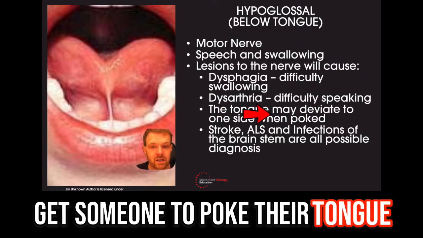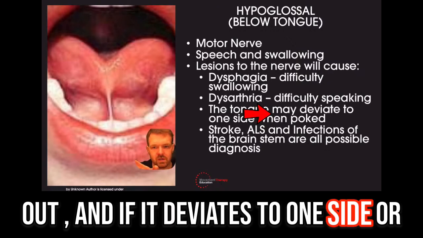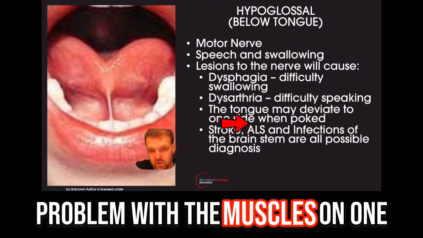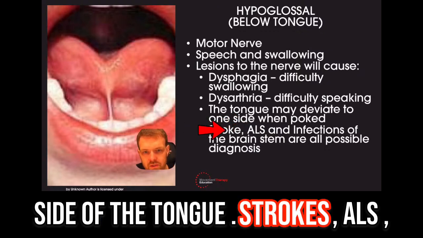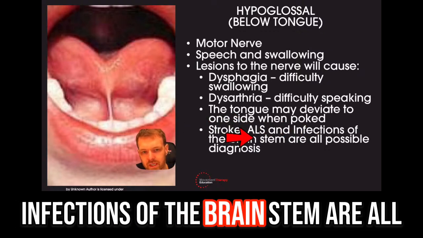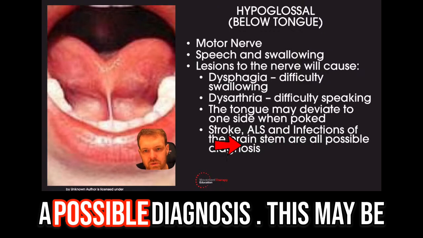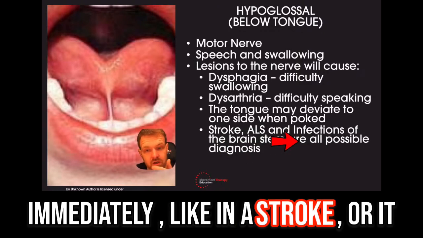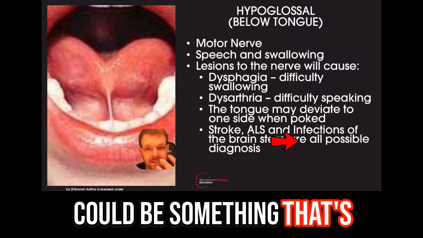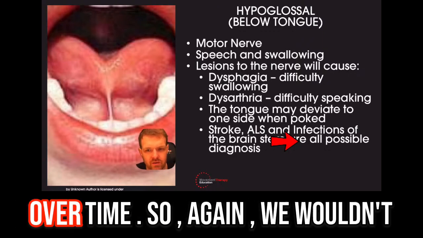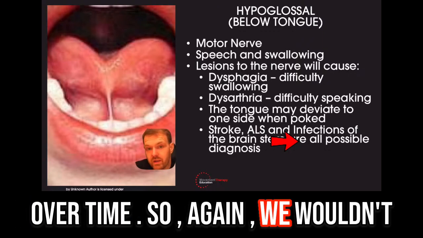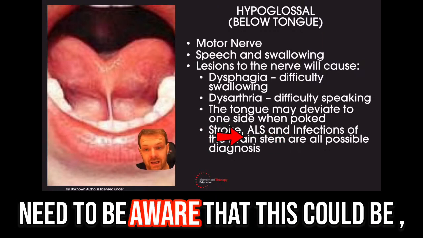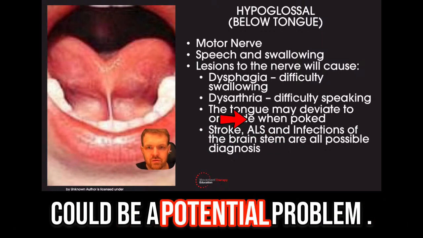You get someone to poke their tongue out, and if it deviates to one side or the other, then there's a problem with the muscles on one side of the tongue. Strokes, ALS, infections of the brainstem are all a possible diagnosis. This may be something that happens immediately, like in a stroke, or it could be something that's degenerative and getting worse over time. So again, we wouldn't have the means to test this, but we need to be aware that this could be a potential problem.